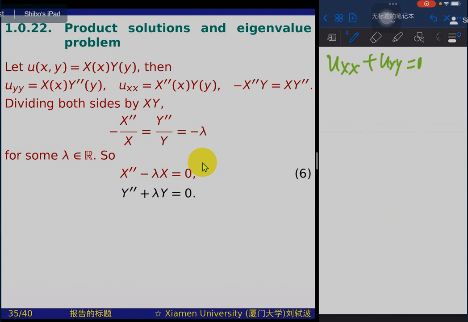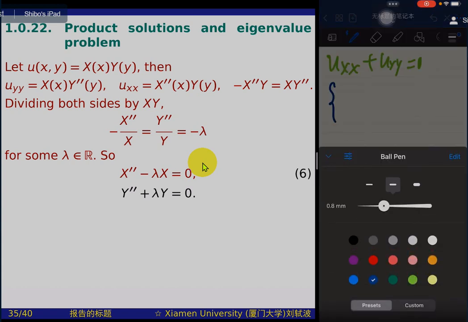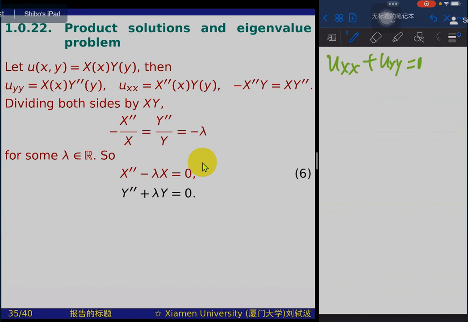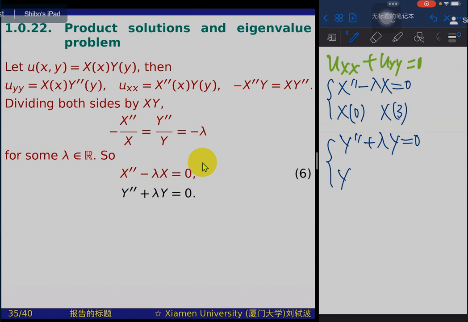What kind of eigenvalue problem should we consider? You may consider x double prime minus lambda x is 0 with x at the boundary, where the boundary is x is 0 and 3. This is a possibility. The other possibility is that y double prime plus lambda y is 0 with y 0 and y pi.